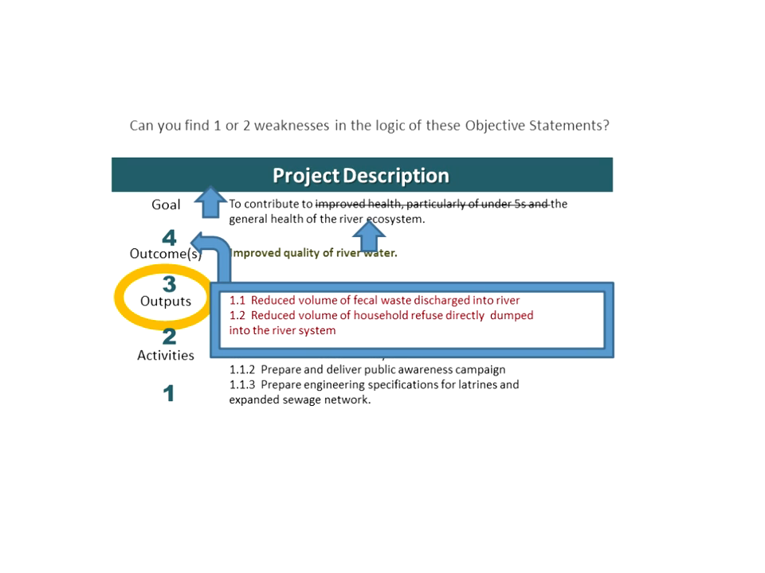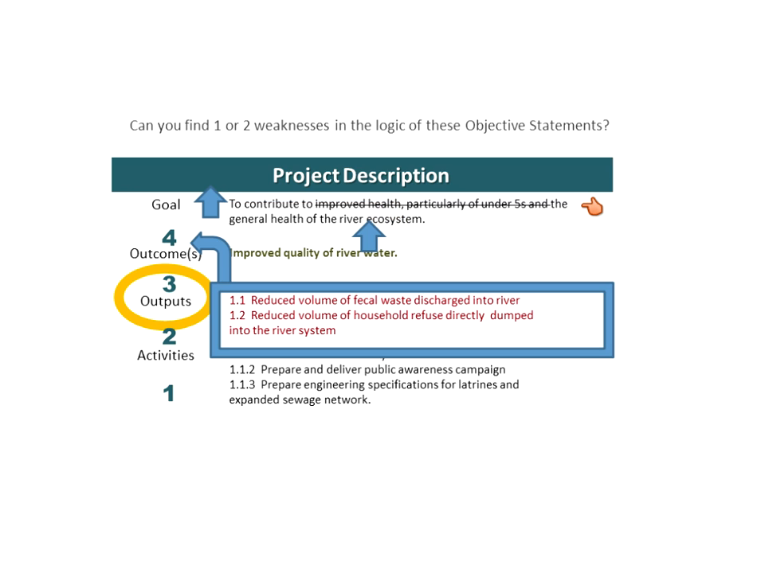Let me go ahead and give you sort of the slide that shows what Gus was talking about, that these outputs, reduce volume of fecal waste discharged into the river and reduce volume of household refuse directly dumped into the river. Those are probably higher level changes that are not totally under the control of the project manager. You also could look at the outcome, and you could say that's probably too general for an outcome. That probably belongs in the goal. So we're going to shift that up to the goal.